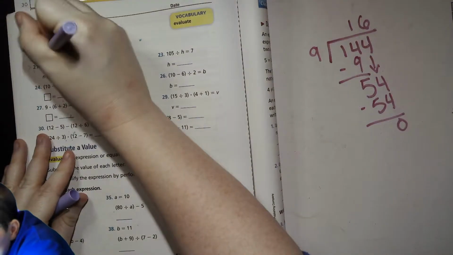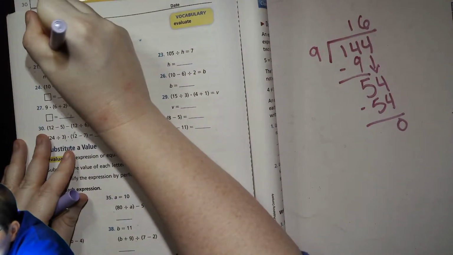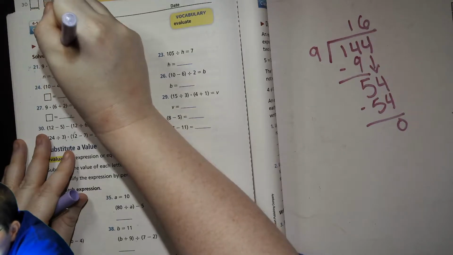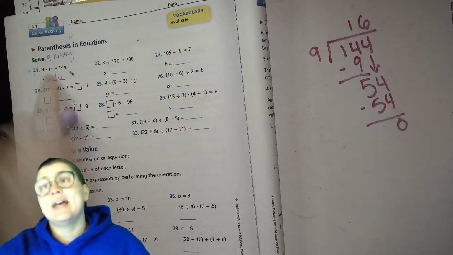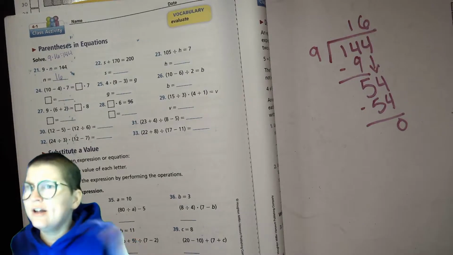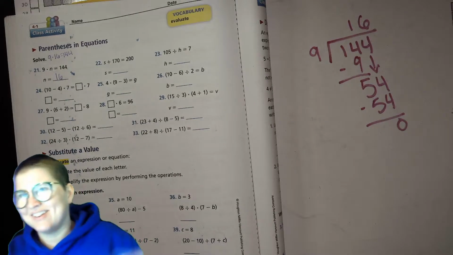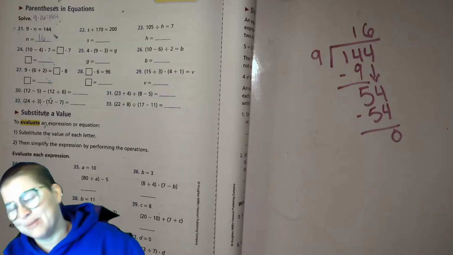That means you could rewrite this as 9 times 16. You could plug that 16 in wherever that n is in that equation. Not in all equations. Not like each letter of the alphabet is only one value.